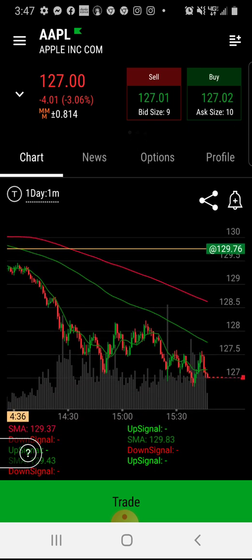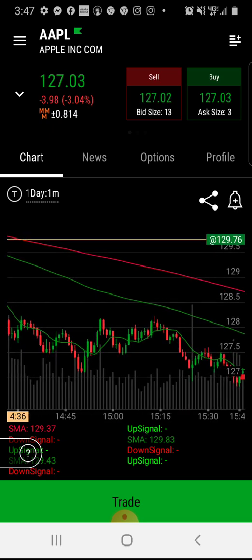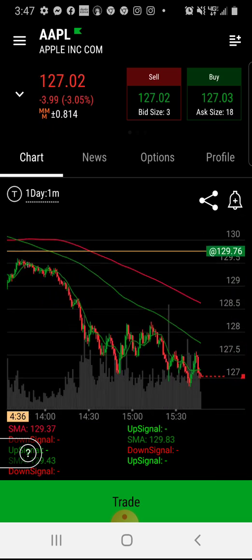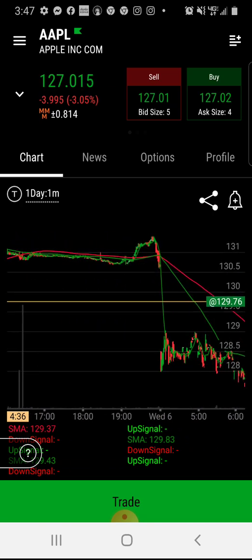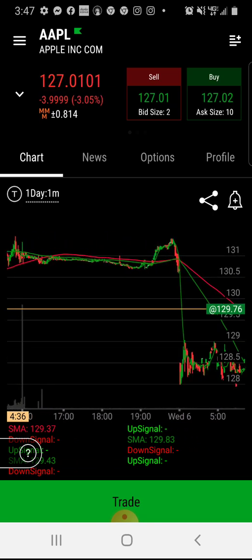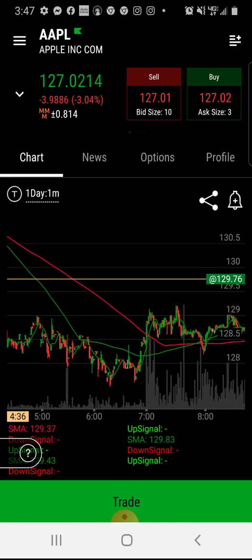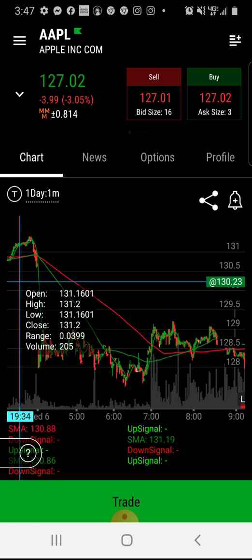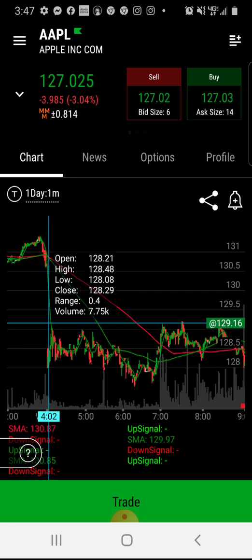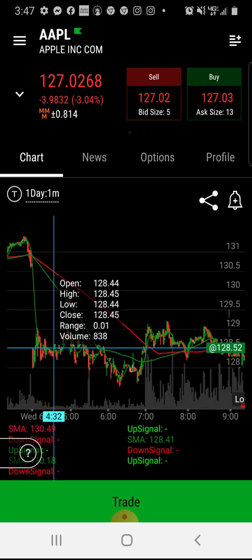So we go back down to the chart that everyone wants to look at. You can zoom in, zoom out. This is a one-day chart. Each candle represents 1 minute, so that's why the chart is named 1 day, 1 minute here. So I'm zoomed out. You can see pre-market trading early this morning. Dropped pretty hard.